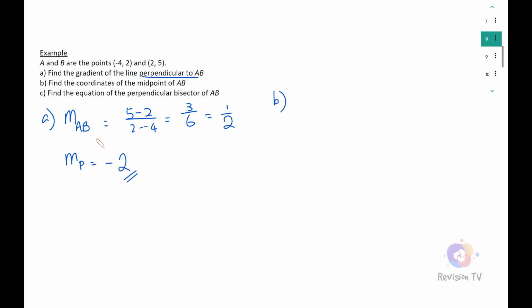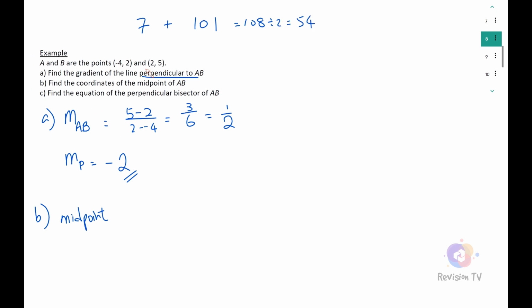Question B, find the coordinates of the midpoint of AB. Actually, let me do it underneath in here. To find the midpoint of AB, I find the middle between two numbers. How do you find the middle between two numbers very quickly? You can add them up and halve it. For example, if I ask you what's the middle between 70 and 1, well, you can add them up, which is 108, divided by 2, 54. That's the middle. Okay, add them up and halve it.